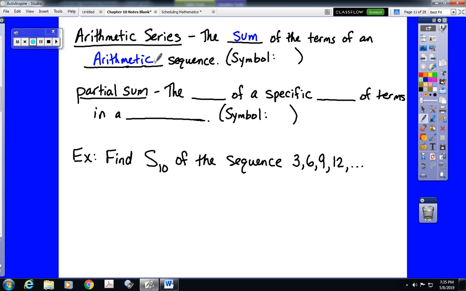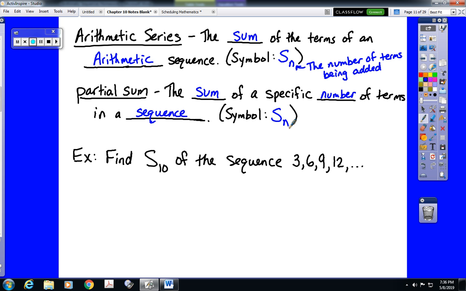Now, the symbol for this is going to be S sub n, S for series, and then n will tell you the number of terms being added. We're going to use that symbol over and over again in this chapter because that is not the symbol specifically for arithmetic sequence, but rather the symbol for what is called a partial sum. A partial sum is the sum of a specific number of terms in a sequence. Okay, so an arithmetic series is one type of partial sum.